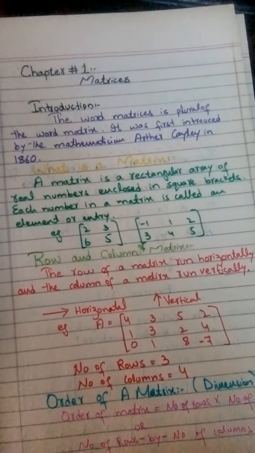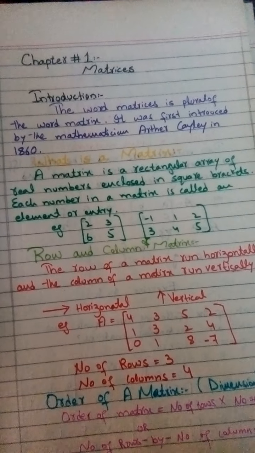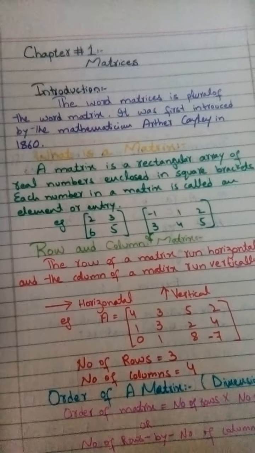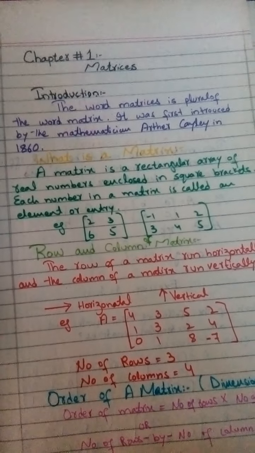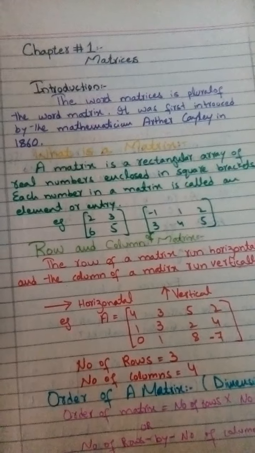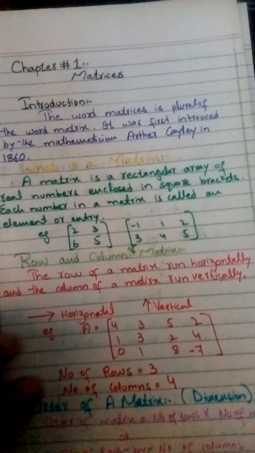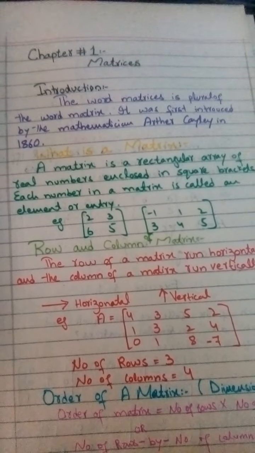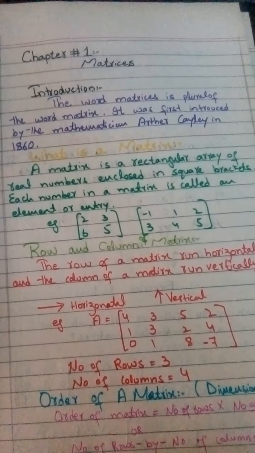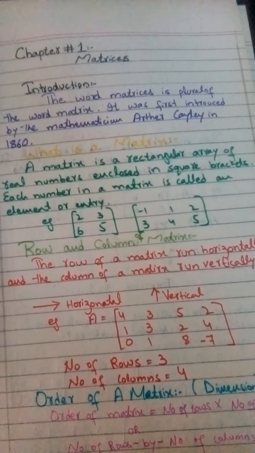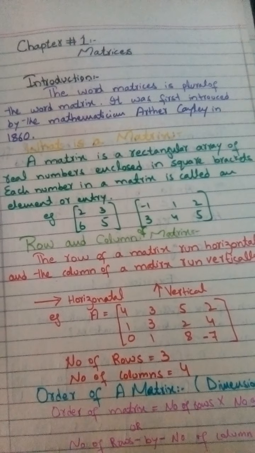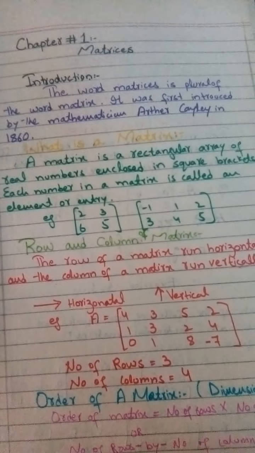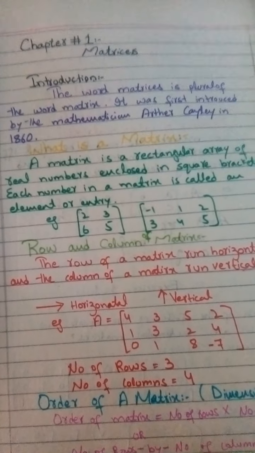Now, what is a matrix? It's a rectangular array of real numbers enclosed in square brackets. Each number in a matrix is called an element or entry. So, the real numbers enclosed in square brackets are called a matrix. Whenever you write real numbers in a rectangular array and enclose those numbers in square brackets, that's our matrix.